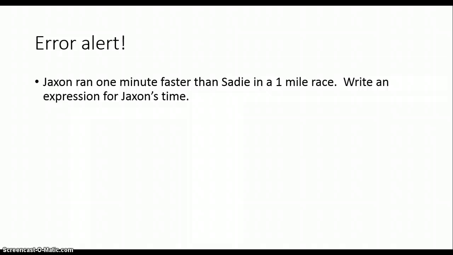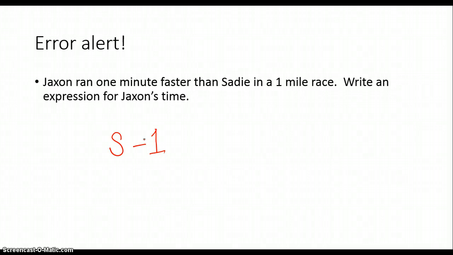Here's another error alert. Jackson ran 1 minute faster than Sadie in a 1-mile race. Write an expression for Jackson's time. Well, you need to ask yourself, who came in first, Jackson or Sadie? From reading this problem, we know that Jackson ran faster than Sadie, so Jackson came in first. So if I wanted to find Jackson's time, I would need to know Sadie's. And since she was slower, Jackson's time is actually 1 minute faster, so I would have to subtract 1.